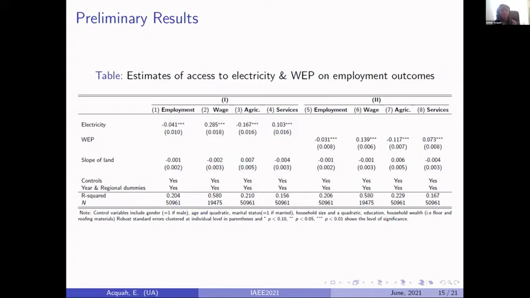Electricity and the WEB index sufficiently affect my outcome variables, which is reported at 1% level. So this is just using an OLS estimate to see how access to electricity and available infrastructure in a community affect employment, wage, and then sectoral shift in agric and service sector.